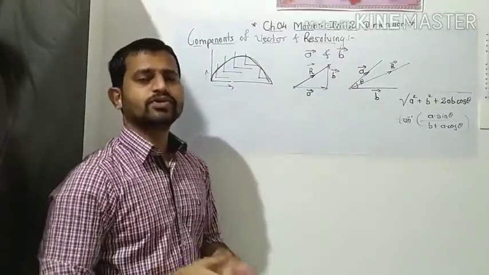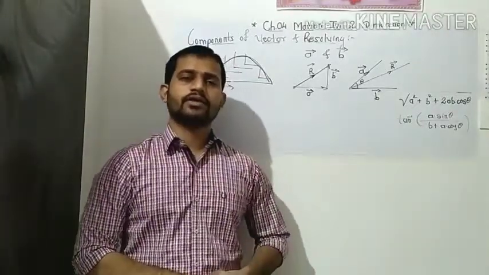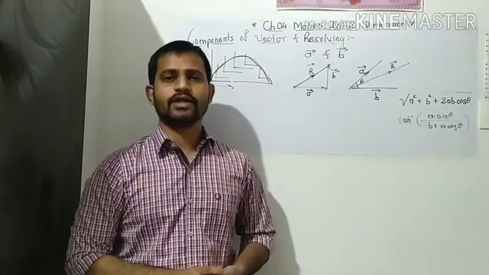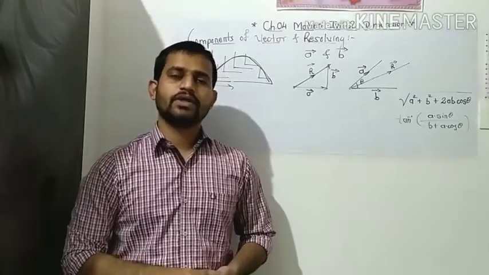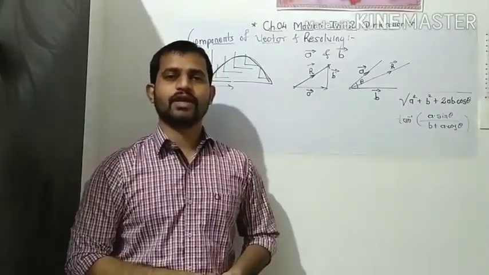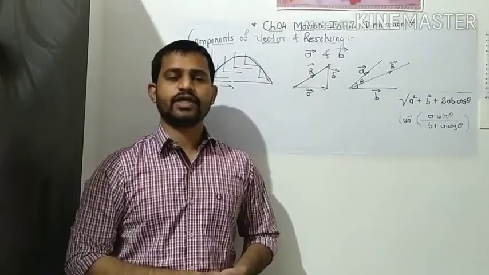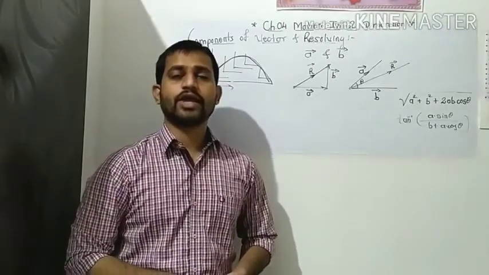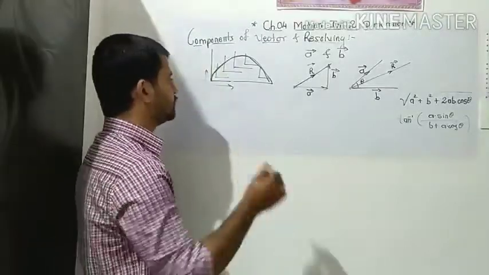Suppose we have two vectors and the angle theta is equal to 90 degrees. If the components of a resultant make an angle of 90 degrees with respect to each other, then we say those components of the resultant are rectangular components.